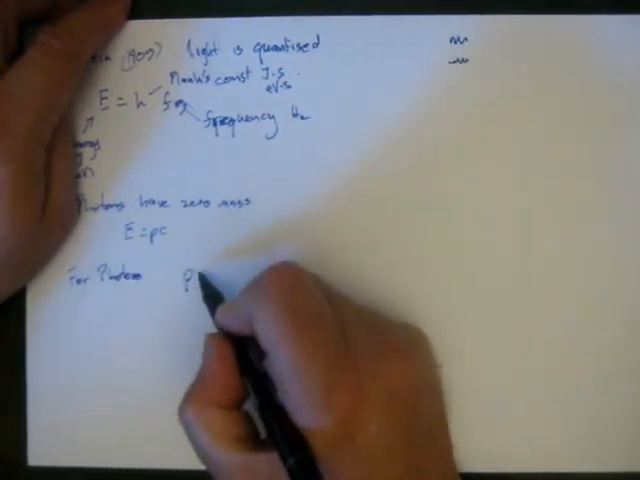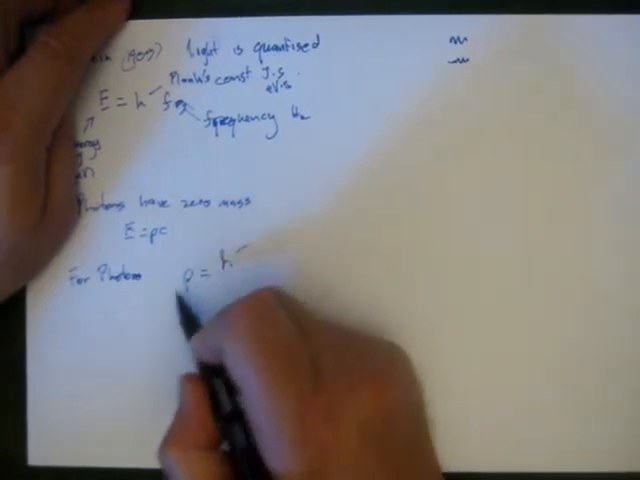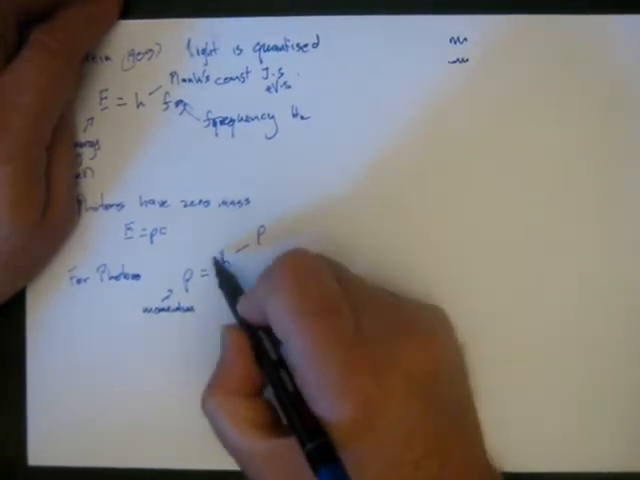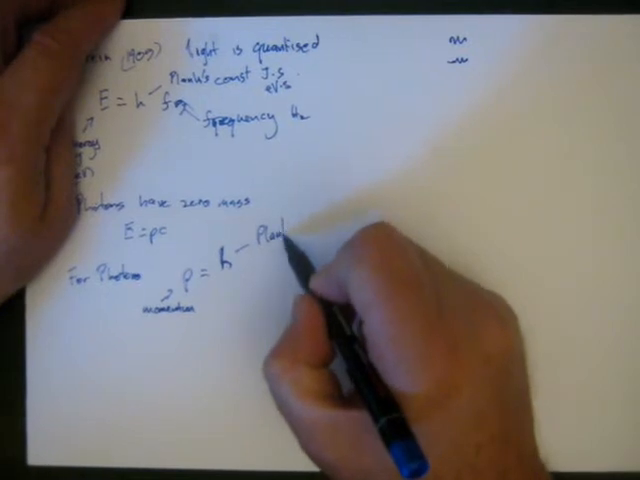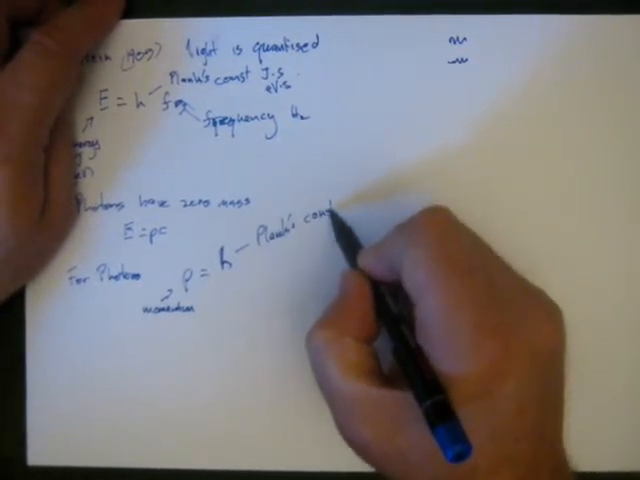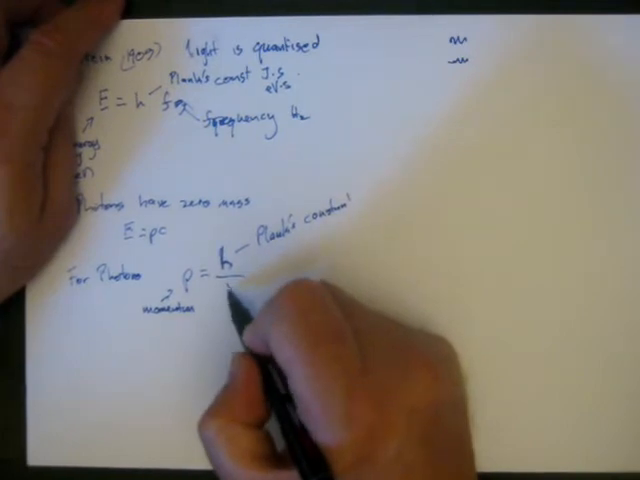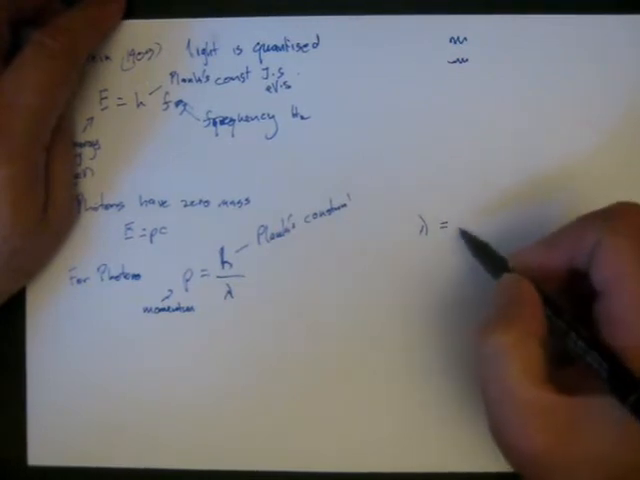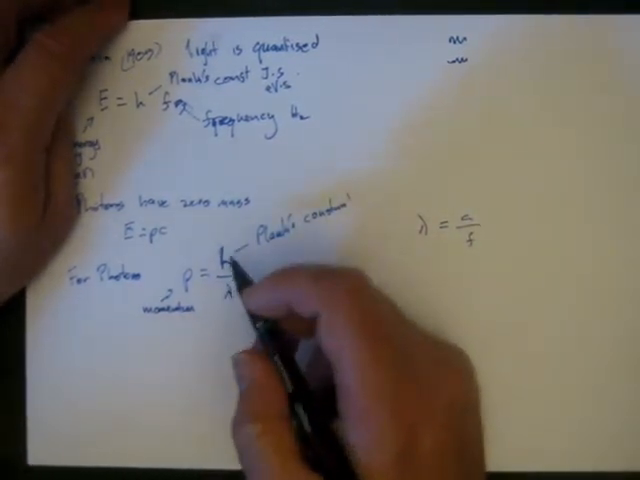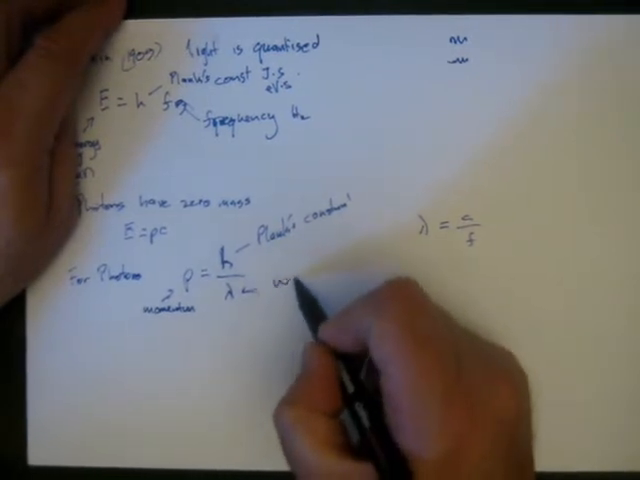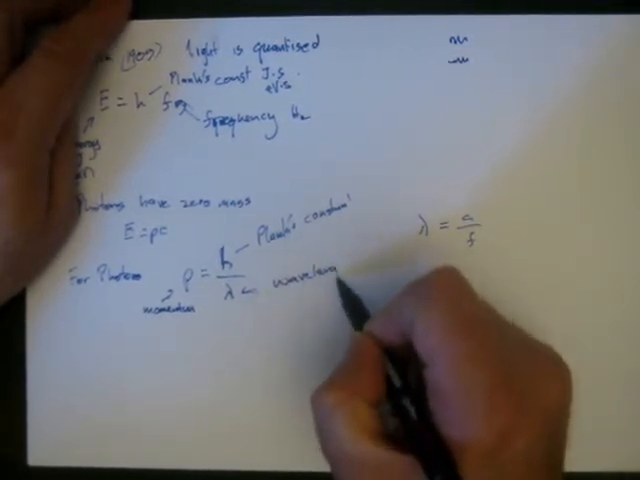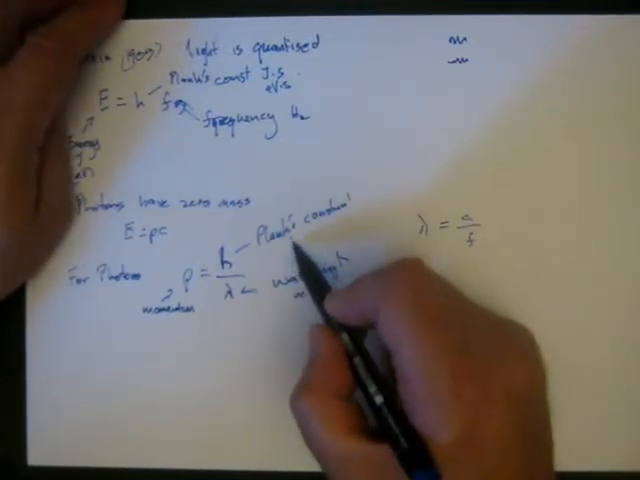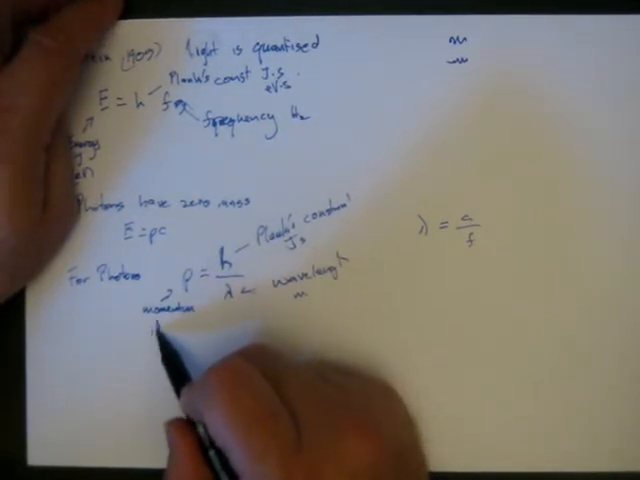the momentum P is equal to Planck's constant, H, over the wavelength, because remember, wavelength is going to equal C divided by frequency. So that's going to be wavelength in meters. And the units will be joules second over meters, so that's going to be kilogram meters per second.